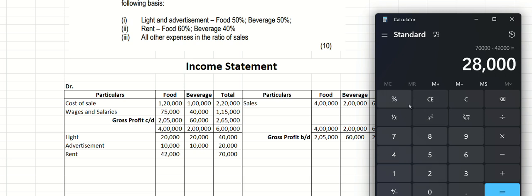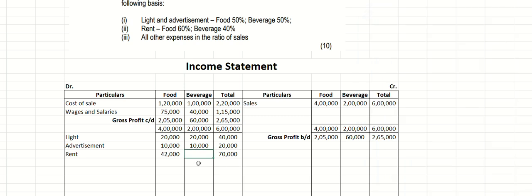You will get 28,000. Or else what we can do? Once again, take 70,000, take the 40% and you will get the same answer, 28,000. Remember, the total should always be equal to the 70,000. Why? The 70,000 has been apportioned here. So after making the apportionment, the whole should come there itself as the total.